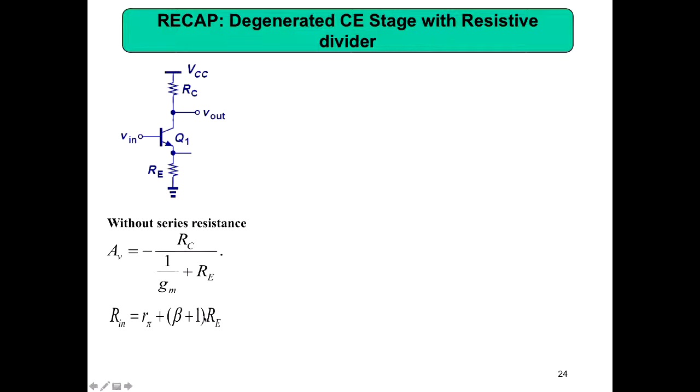Because here we are getting not just r_pi plus RE, what we are getting is (beta plus 1) times RE, so that your input impedance is boosted when you have this RE. Then output impedance, there is no change.